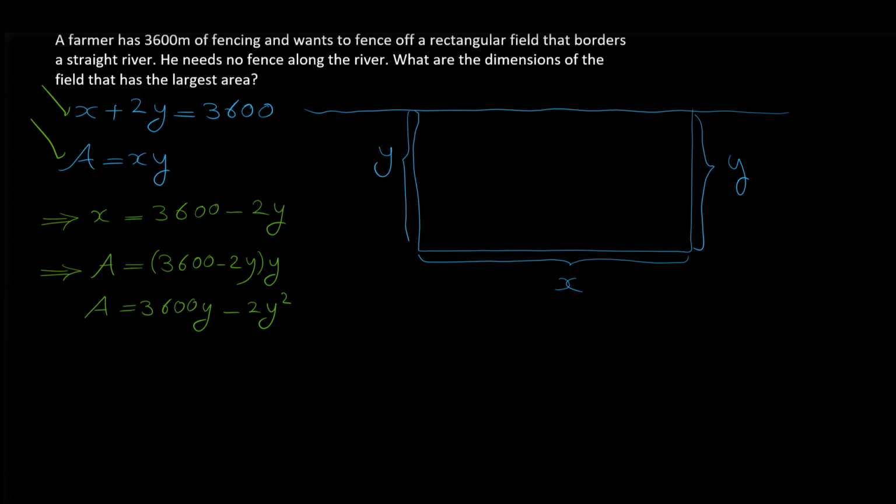Now for maximizing the area, we have to find the critical points. And for finding the critical points, as usual, we have to take the derivative of the function. Derivative of 3600y is 3600, and derivative of 2y squared is 4y. If we set the derivative equal to 0 for finding the critical points, y is 900.